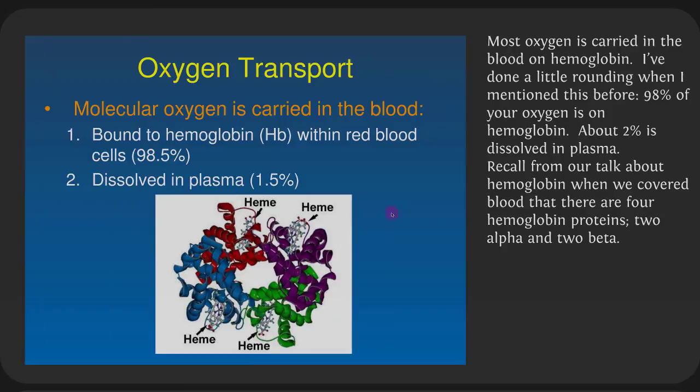Most oxygen is carried in the blood on hemoglobin. I've done a little rounding here when I mentioned this before. 98% of your oxygen, really 98.5, is on hemoglobin, and I've said 2, but about 1.5% of your oxygen is dissolved in the plasma. Also recall from our talk about hemoglobin when we covered blood that there's 4 hemoglobin proteins, 2 alpha and 2 beta.